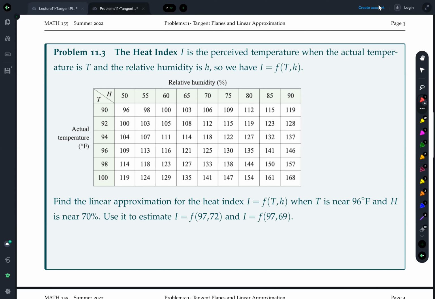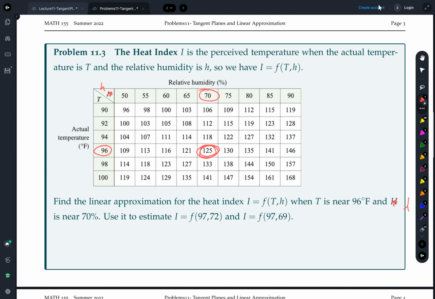So first of all, we're told we want T near 96 degrees Fahrenheit, and h is near 70%. So we want to make a linear approximation to our function somewhere near here. Note that this linear approximation that we make is probably not going to be a good linear approximation over here or over here. The linear approximation that we make is only good near that point.